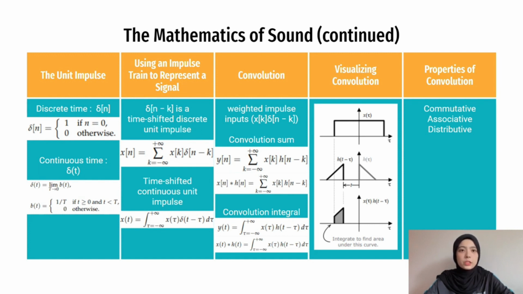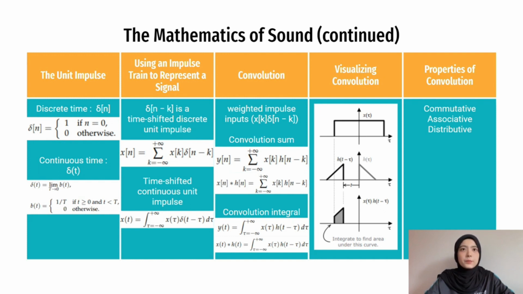Using an impulse train to represent a signal. This is the formula for time-shifted discrete unit impulse, and this is the formula for time-shifted continuous unit impulse. This is the default value for the convolution. We have two types of convolution, which is convolution sum and convolution integral. So these two equations give a way to calculate LTI systems.